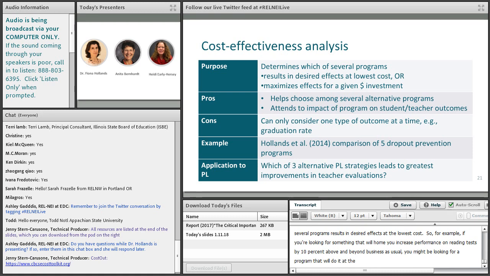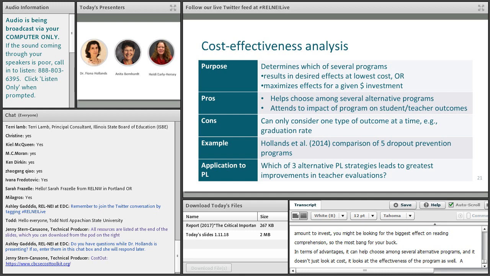cost. Alternatively, if you know you have a fixed amount to invest, so $1,000 per student, for example, you might be looking for a program that's going to give you the biggest effect on reading comprehension, so the most bang for your buck. In terms of advantages, it can help choose among several alternative programs, and it doesn't just look at costs, it looks at the effectiveness of the program as well.